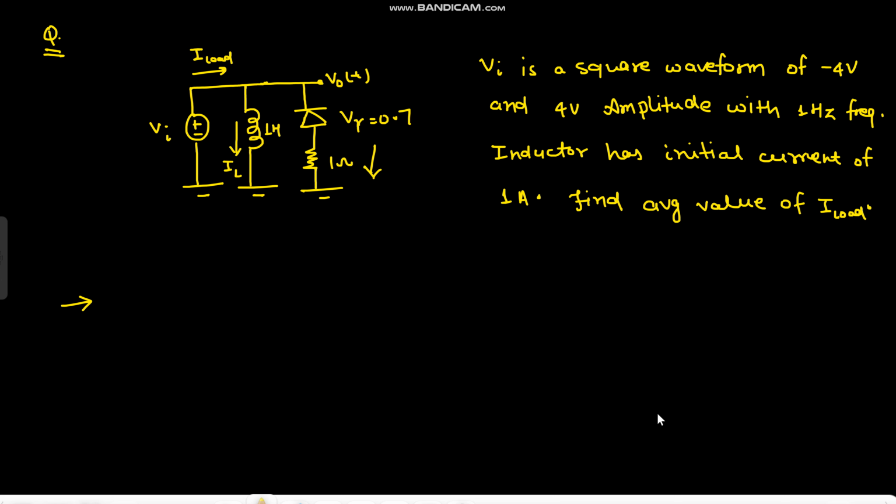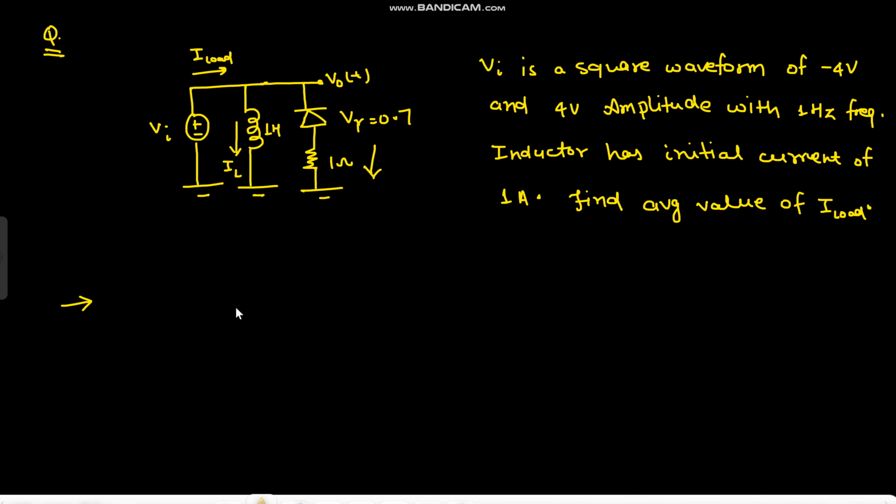Hello everyone. So today's question is on basic networks. You are given a square waveform of +4 to -4 amplitude, and the frequency is 1 hertz, and the inductor has an initial current of 1 ampere. You have to find the value of I load, the average value of I load.